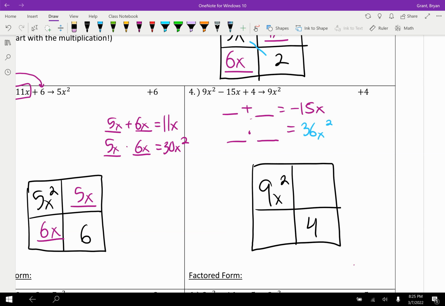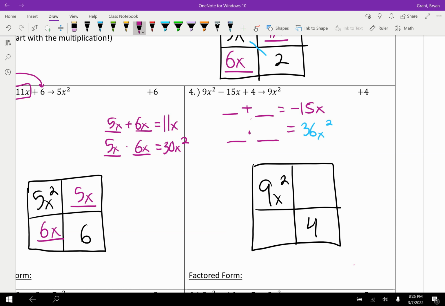All right, let's see. To get 36, I think 9 and 4 is pretty good, but that makes 13. I think 18 and 2 is pretty good. That doesn't work either. What else makes 36, guys? 1 and 36, 2 and 18, 3 and 12. Oh, I bet it's 3 and 12.